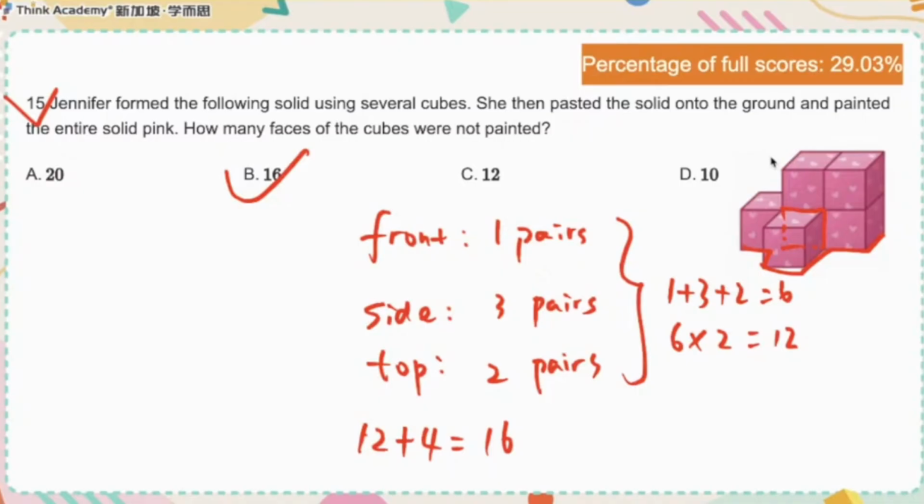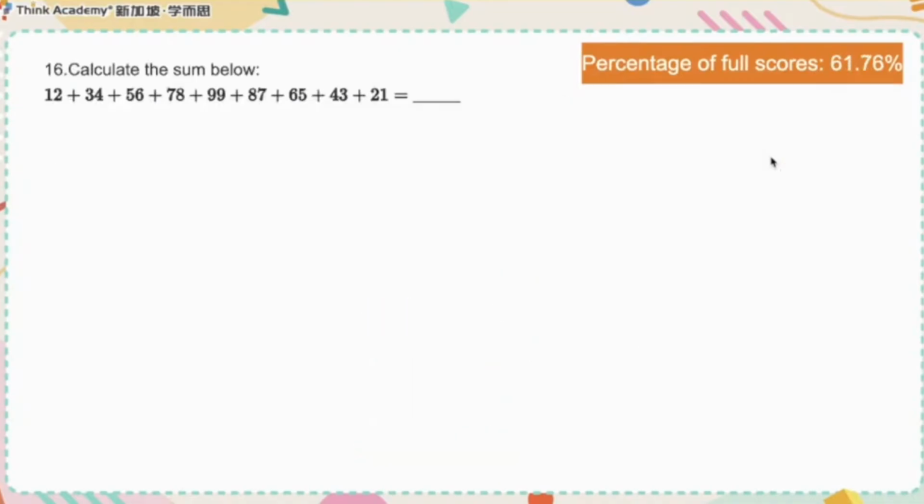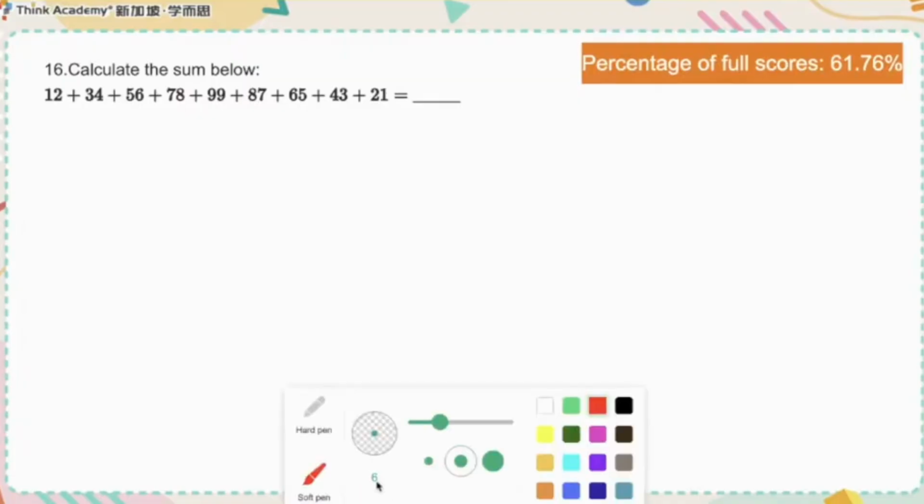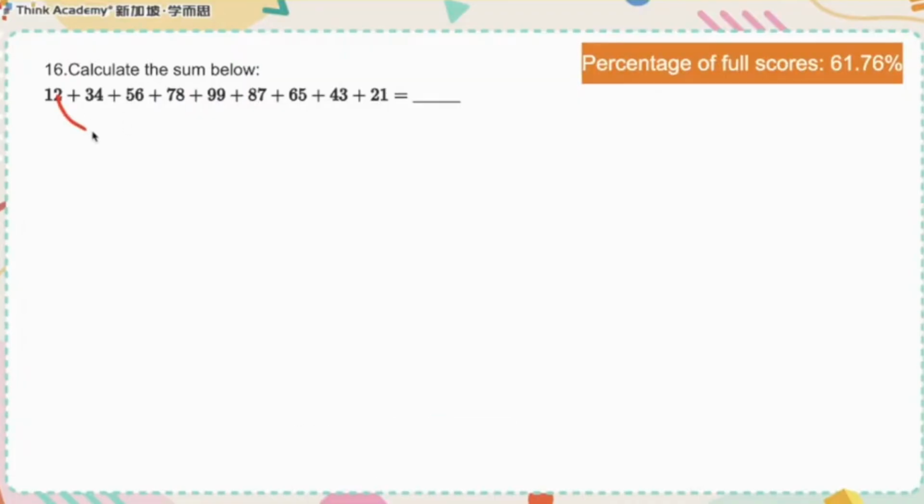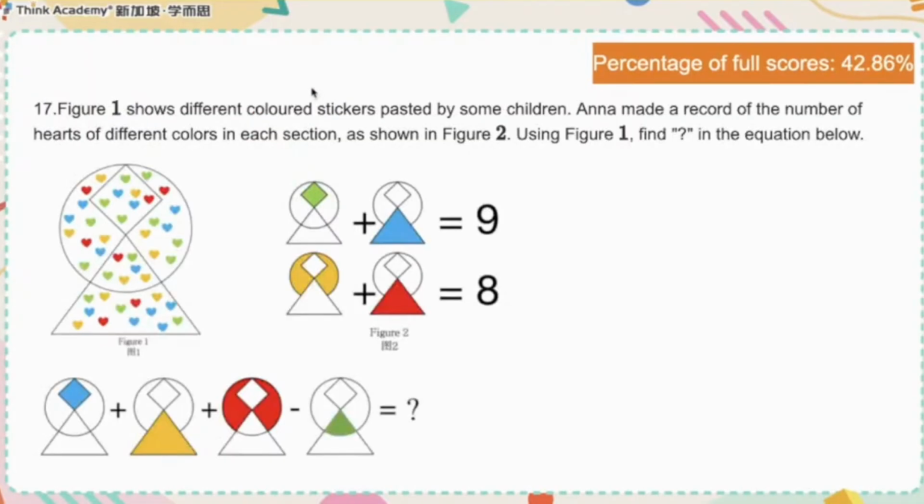Okay, so this time let's move on. As for this question, you can always find the best friend pairs to help you. Like 2, we can find 8. 4, we can find 6. And then 9, we can find 1. 7, we can find 3. And then do the calculation. This will be easier. And then as for the 17th question, only 42% of us got it correct.